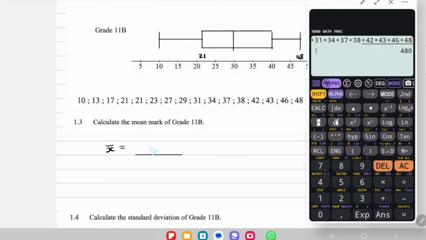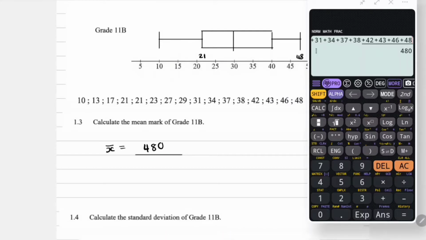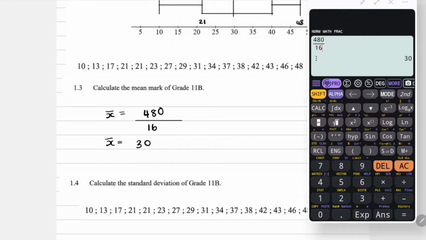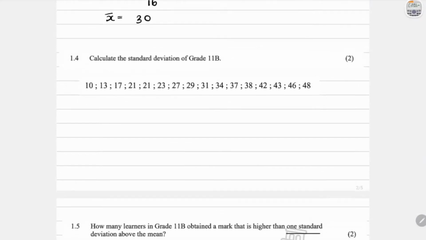And when I add everything up, I get 480. And then I'm going to divide by the amount of numbers that we have. And we have 16 values, so divided by 16. Okay, so there's 16 learners because of each of their marks. So the average of the class is 30 out of 50. Okay, so that is our answer there. And then we move on to the next question.